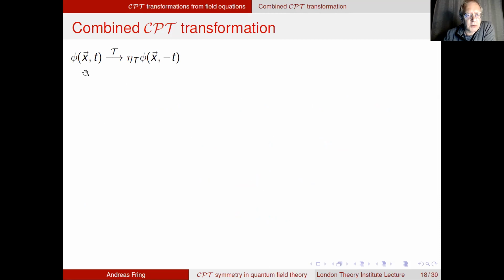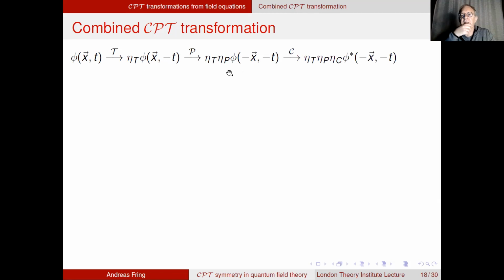So I have phi now, my spin 0 field, first time reversed. So I'm using now the relations I stated before, and that reverses T with the minus sign multiplied with eta T. Now I carry out a parity transformation. I reverse also space multiplied by eta P. And finally, I charge conjugate. So I have to replace this field by its conjugate and also multiply with eta C. So that's the combined action of CPT.